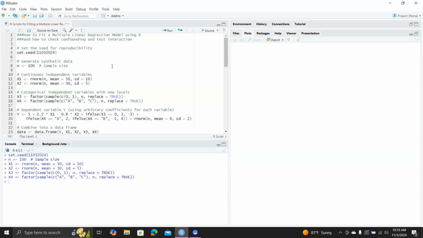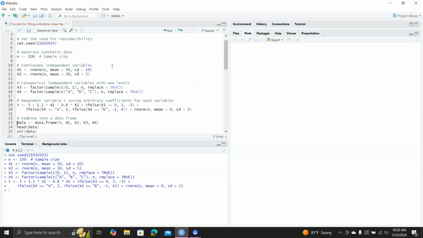And to create y, the dependent variable, we use this statement. So basically, y equals 5 plus 1.2 times x1 minus 0.8 times x2. And then we have if else to specify the value of x3: when x3 is coded as 0, then it's a 3. If it's a 1, it's a negative 3. For x4, if it's coded a, then its value is 2. If it's a b, coded negative 1, and otherwise it's c. And also there's the error term, which is from a normal distribution with mean 0, standard deviation 2.